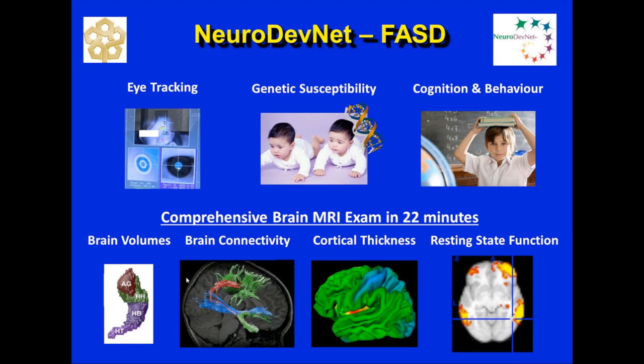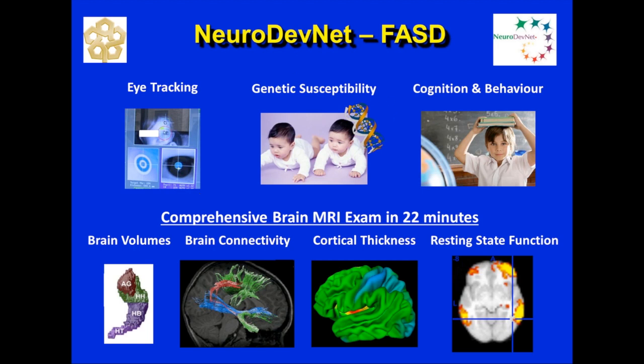But importantly, we're also doing things like eye tracking, which is a window to the brain, because we obviously can't give an MRI exam to every child. It's expensive and not always available. But if cheaper alternatives like eye tracking can provide windows into the brain, then we may have a tool that's much more extensively used.